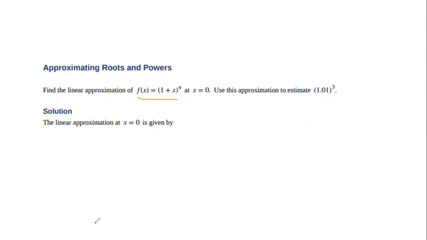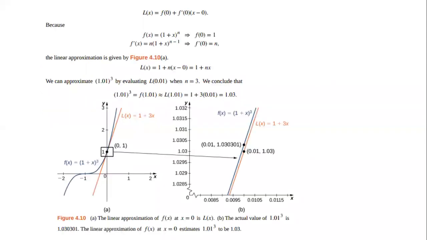So how to do it? The linear approximation at x equals 0 is given by this one: L(x) equals f(0) plus f'(0) times (x minus 0).